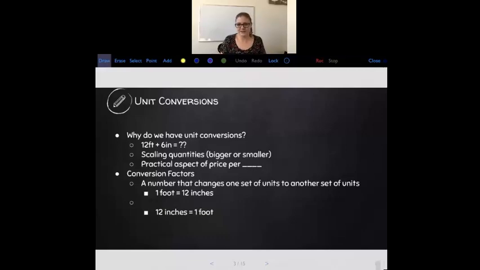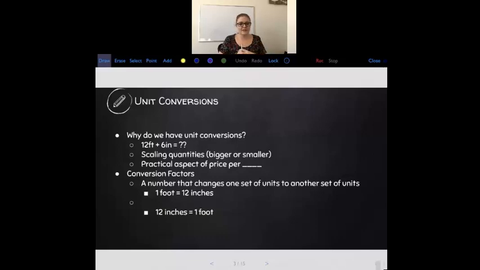So why do we have unit conversions? Aside from the fact that the US uses a different system than any other country, there's also some practical aspects. For instance, if you measure something that's 12 feet and 6 inches, you can't necessarily add those together. If you added 12 and 6, you'd get 18, but what are the units? They need to be the same unit in order for us to combine them. There's also scaling quantities, if you're making things bigger or smaller, and then there's the practical aspect of determining price per unit, which we'll get into later.